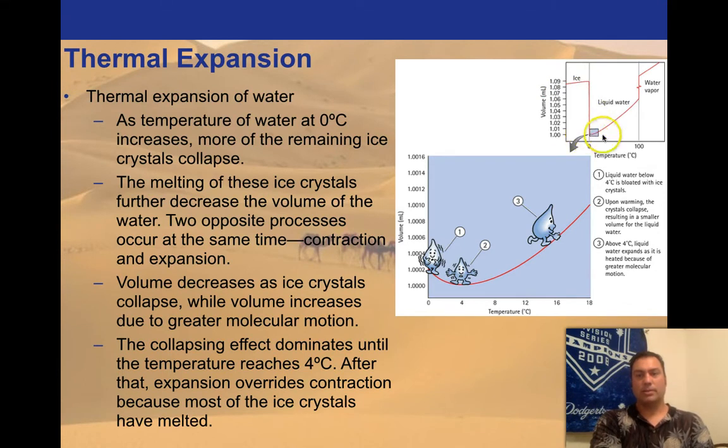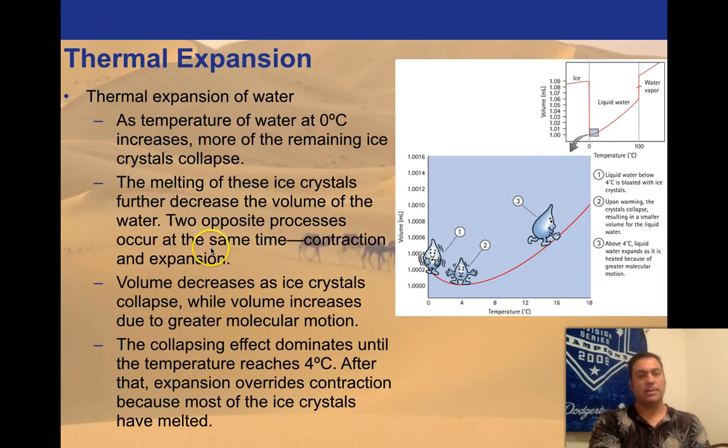Now, let's look at this little zone right here from 0 to 18 degrees Celsius. This goes all the way up to 100, but we're not going to worry about that. Let's just look at this zone in here. You'll notice it's a nice curve. The melting of these ice crystals further decreases the volume of the water.